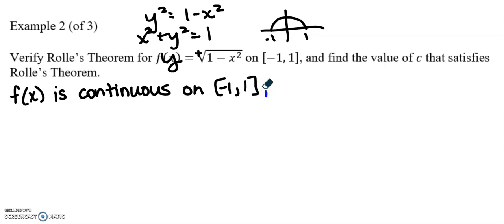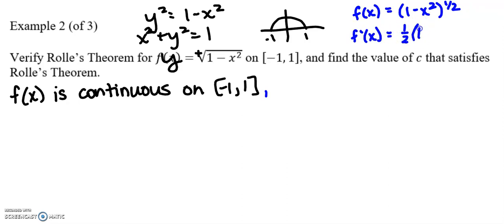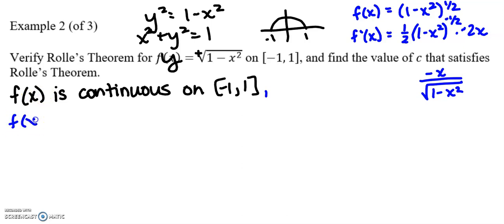So from negative 1 to 1, we are continuous. To figure out if f is differentiable, we need to find the derivative. So I'm going to think about this as f of x equals 1 minus x squared to the 1/2 power, which means f prime of x equals 1/2 times 1 minus x squared to the negative 1/2 times negative 2x using the chain rule. The 2's are going to cancel out, so I get negative x over the square root of 1 minus x squared. Is this continuous between negative 1 and 1? Yes, which means the original function, f of x, is differentiable.